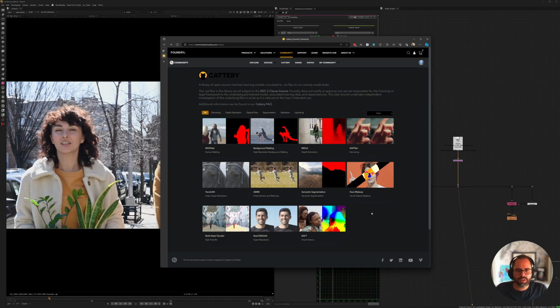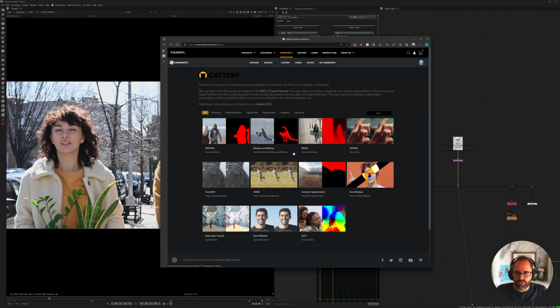Hey there. I want to take a minute and talk about the Cattery toolset by the Foundry. This is the machine learning tools that they released a few years ago. And while they're incredibly powerful, I don't see a lot of people using them, which is a bit of a shame because they're not necessarily perfect and production ready for the most part, but they can still be very good time savers.